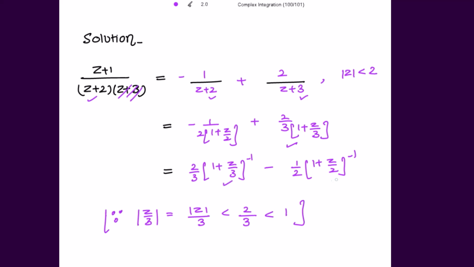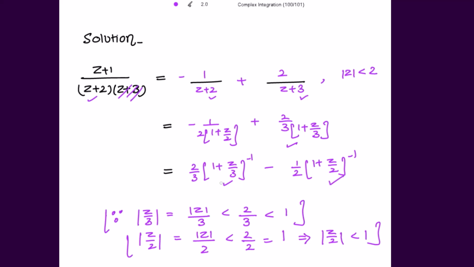For the second one, let's check whether mod of z over 2 is strictly less than 1 or not. So mod of z over 2 is equal to mod of z over the absolute value of 2, which is 2, and mod of z is strictly less than 2, and this is divided by 2, which is equal to 1. So this implies mod of z over 2 is strictly less than 1. So now we can also expand this expression.